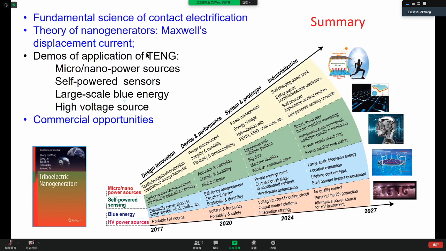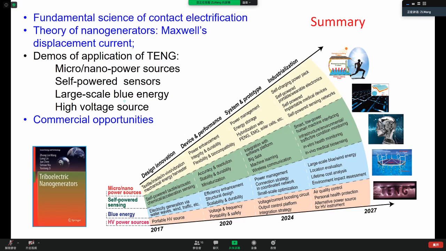I showed 4 major applications: micro nano power source, self-powered sensors. Remember, this one has a lot of commercial opportunity, and also large scale blue energy. We have an idea for solving world energy at large, and of course, this has a long way to go. Now around the globe, there are 54 countries and regions, 700 units, 4,300 scientists working in this field. This is based on the SCI data search. So a big field is being formed.